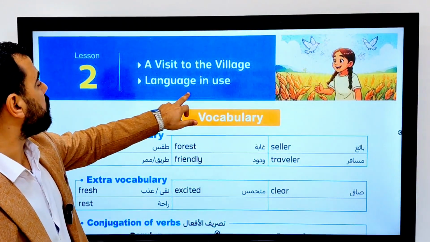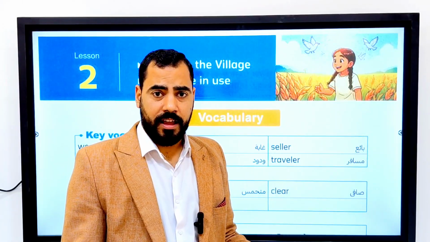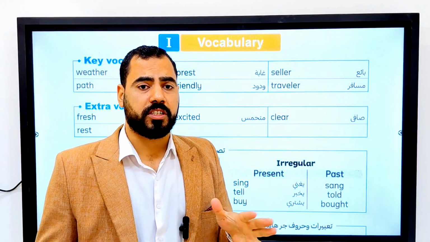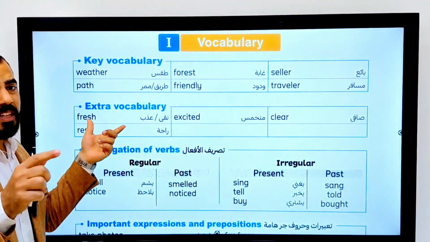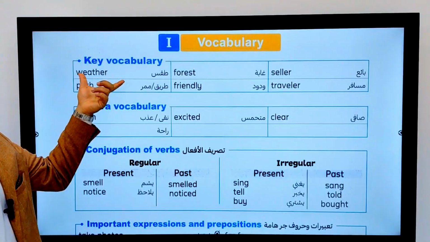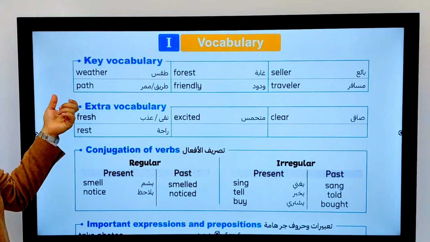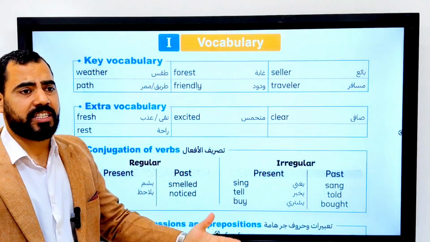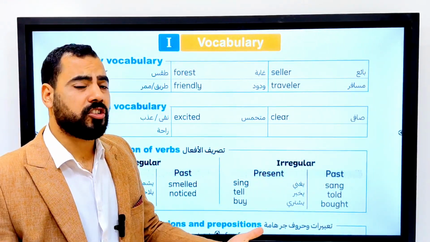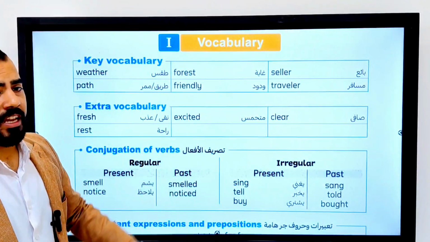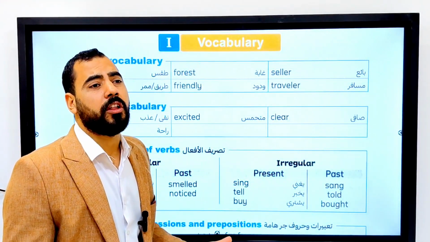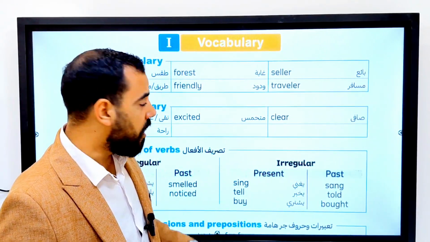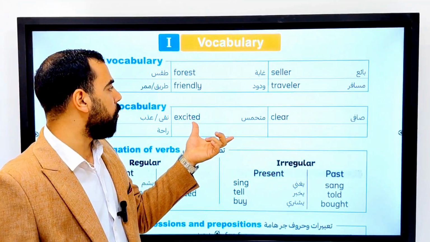Okay, language in use, this means that we are gonna study grammar in this lesson. Number one, vocabulary. Key vocabulary means the most important words in this lesson. So please repeat after me. Weather, path, forest. So forest is a place with a lot of trees and plants, with a lot of birds and insects. Friendly. We use friendly to describe people who help us, who speak to us nicely, who are good friends. So this is an adjective to describe those people.